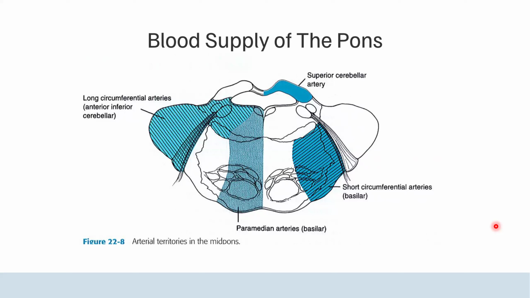Is this clear? I'm trying not to spend too much time on the cross sections because I do not believe that they are as beneficial as going through the lesions, because then you'll really understand everything. But is the pons clear so far?